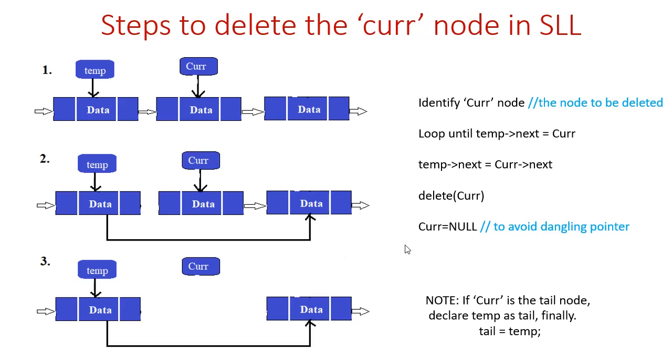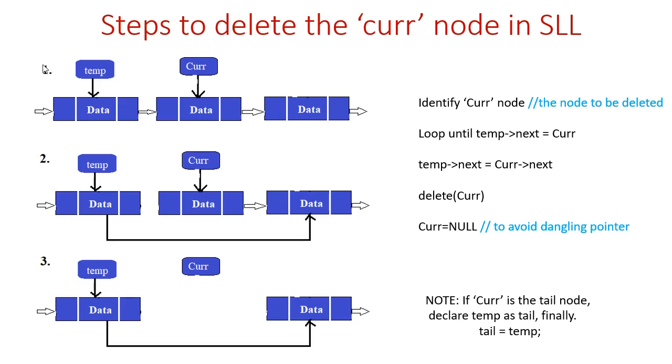Here you can see the steps to delete the current node. In step 1 you can see this is the current node. I run a loop starting from the head node until I reach the node whose next happens to be the current node. I reach that node and call it temp. So here is the additional step.